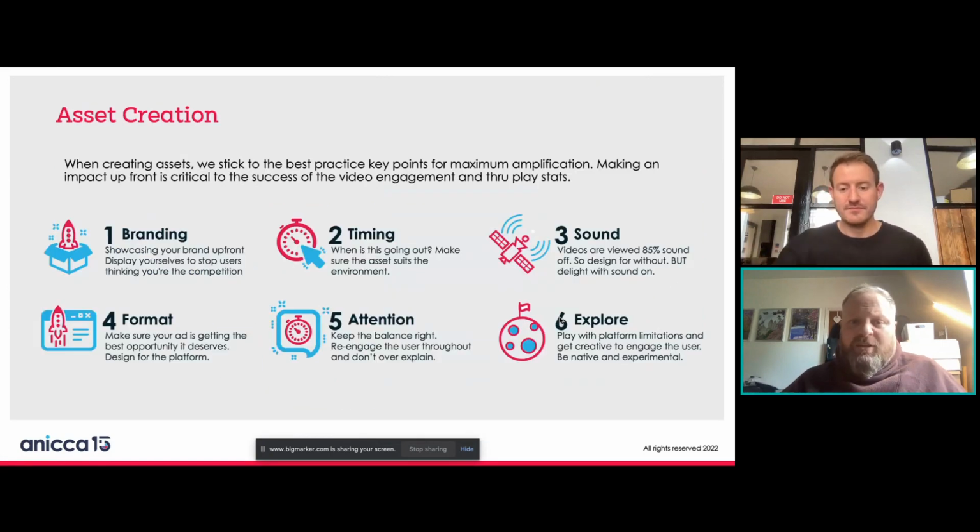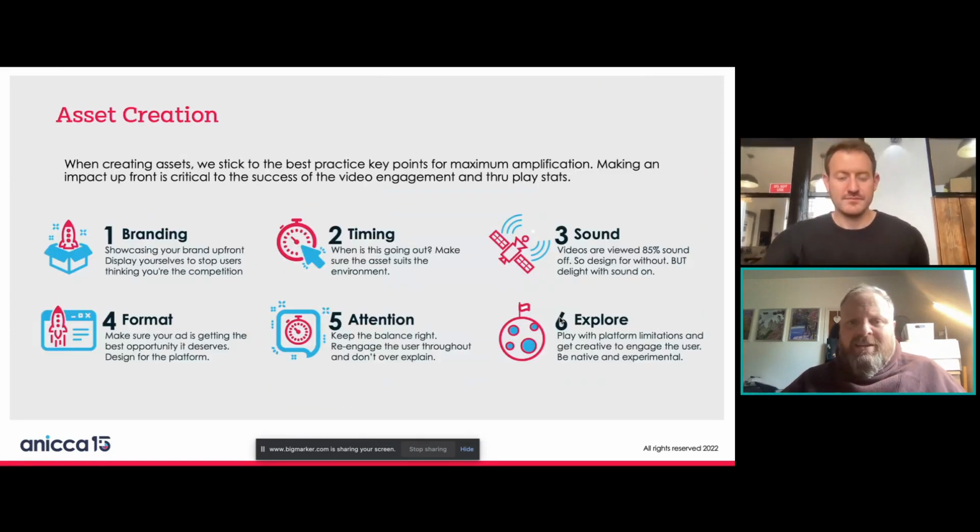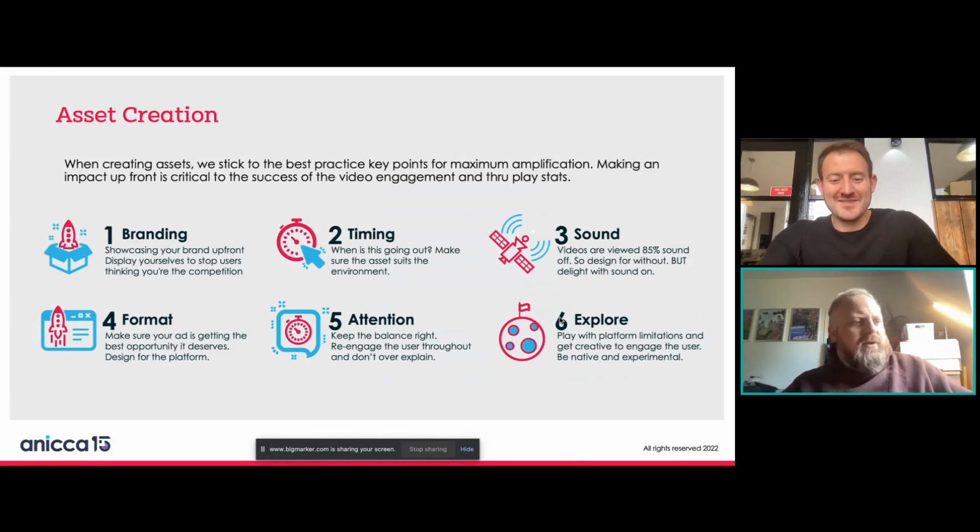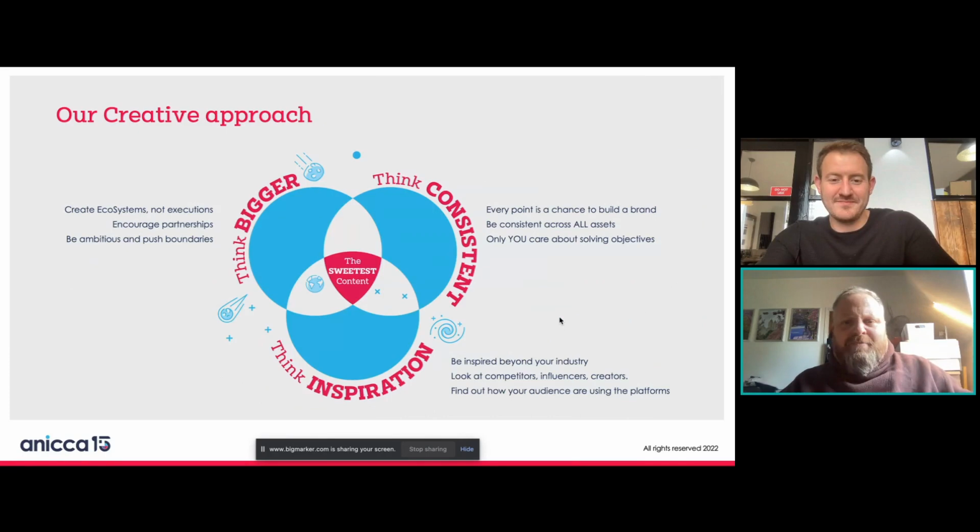So asset creation, we follow all of the latest. I don't know if you can tell, we're quite passionate about our creative as well, which is really good. And we've got some fantastic ideas and theories about how we apply that in data, which I won't bore you about now.